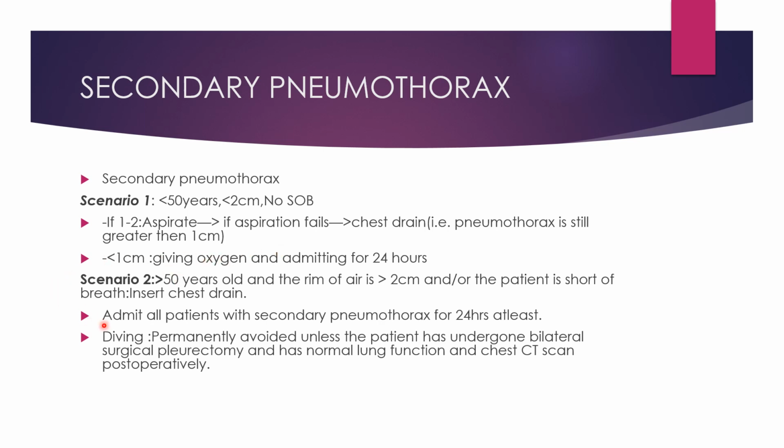And in the second scenario, the patient is greater than 50 years old, and the rim of air is greater than 2 centimeters, or the patient is having symptoms, then directly go ahead with inserting a chest drain. So in the question, look for symptoms, look for the rim of air, and look for the age in secondary pneumothorax. So you can be confident enough to answer the MCQ.